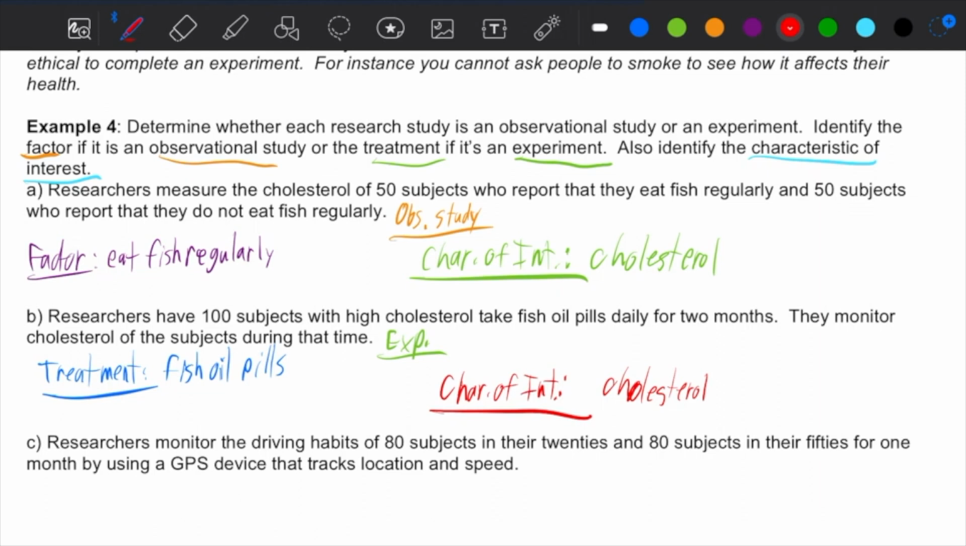Researchers monitor the driving habits of 80 subjects in their 20s and 80 in their 50s for 1 month by using a GPS device that tracks location and speed. So write down what you think this one is. This one is an observational study. Nothing is being altered between the two. They're merely just observing what's happening. So the factor here that they're seeing the difference between these groups that they set apart is a person's age. So whether a person is in their 20s or their 50s.